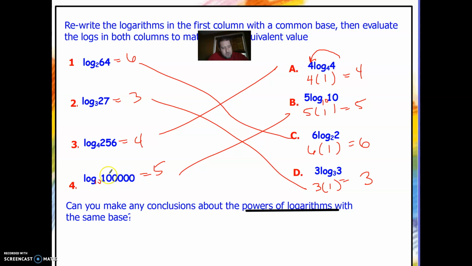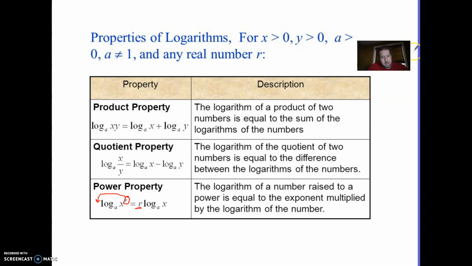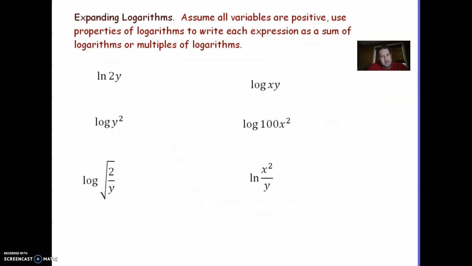So this part right here can be changed to 10 to the 5th power, but then the 5, which is the exponent, becomes the coefficient. So you're literally just moving it to the front as multiplication, as you can clearly see right here. So the exponent can be moved out in front. If it's division, that means subtraction. If it's multiplication, that means addition. So those are your product, quotient, and power properties, which are the properties that we use for expanding and condensing logarithmic functions.